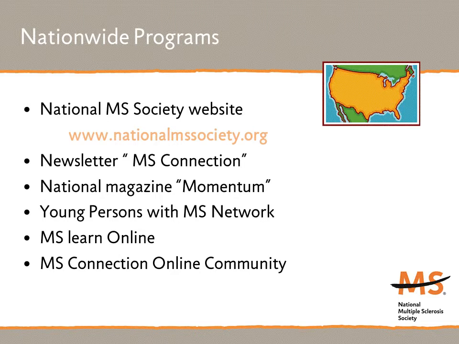The Young Persons with MS is a network for families with a child or teen with MS. The network provides families living with a child or teen who's been diagnosed with MS the opportunity to connect with other families. MS Learn Online is the Society's online educational webcast, which includes a variety of topics and can be found on the National MS Society website. MS Connection Online Community is an online community that allows you to find, store, and share meaningful updates, posts, videos, articles, and other content about MS and the topics that you care about the most. You can connect with people, groups, and discussions that relate to the topics that shape your world.